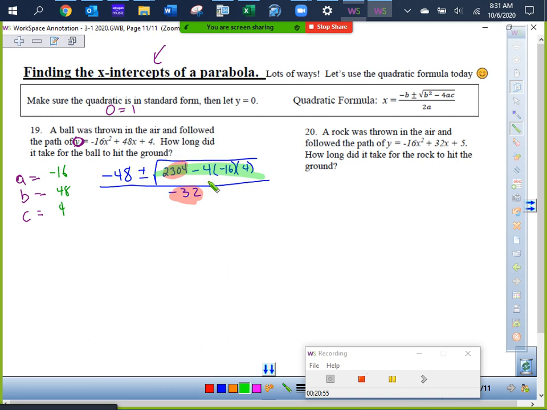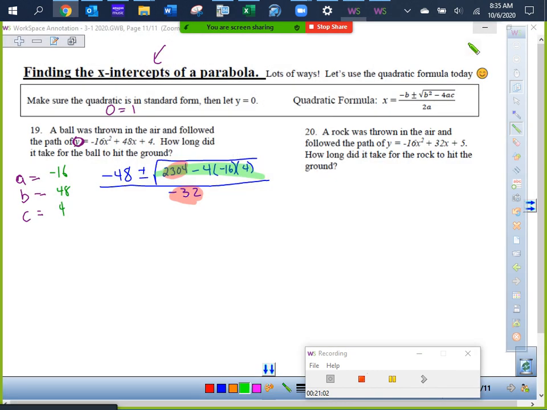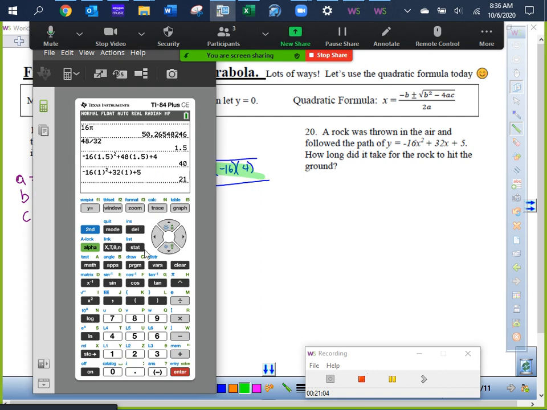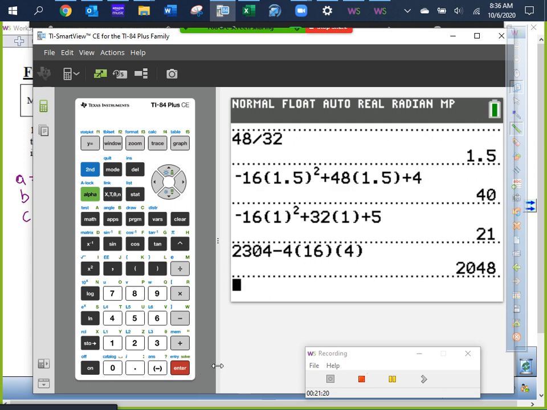The radical has nothing to do with it. This is called the discriminant. You're going to hear lots and lots of questions about the discriminant. So let's just punch in the 2304 minus 4 times negative 16 times 4. Notice I use parentheses for all my multiplying also to make that larger for you to see. And figure this out. 2048, is that what you call it?